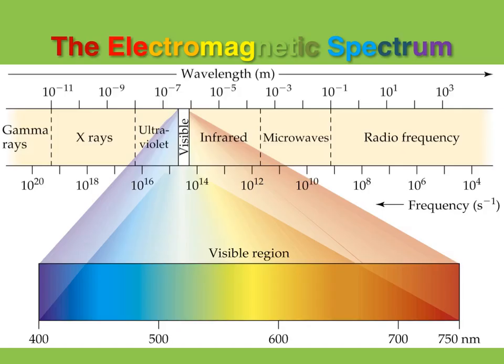And if you look at this diagram here, you can see some of the different types of wave energy, starting on the left-hand side with the gamma rays and moving all the way across to radio waves. But in the middle here, between ultraviolet and infrared, you can see a little swath of stuff. That's the visible light. That's the only part that we can actually see. And that's what we're concerned with for this particular unit.